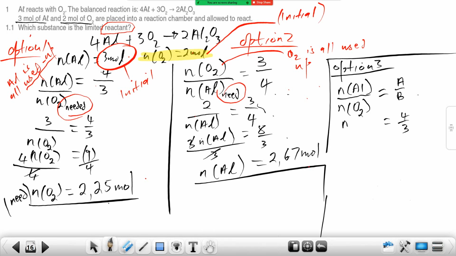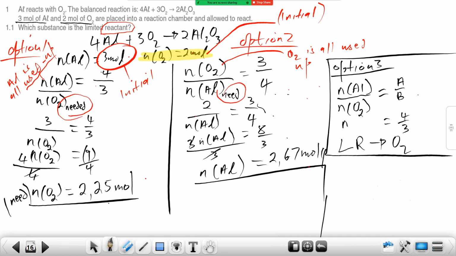Which one is a limiting reactant? Oxygen. So you said O2 is a limiting reactant. Jerry, I am giving you now option 4. Thank you, Ritabile, very much for your inputs.